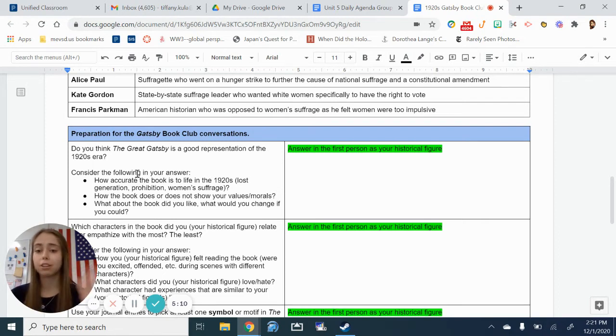One, how accurate is the book to the 1920s? How does the book show or not show your values and your morals, you being your historical figure? And then, what did you like about it? What would you change to make it maybe more reflective of your values?